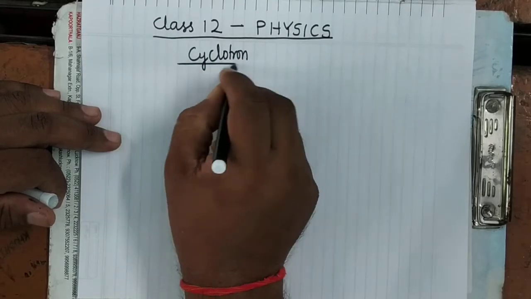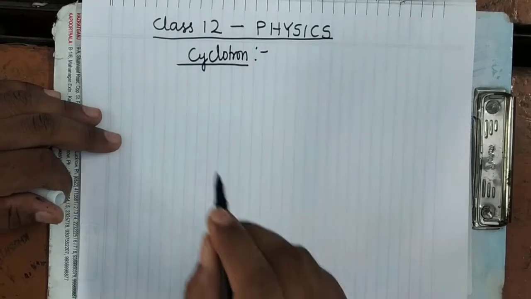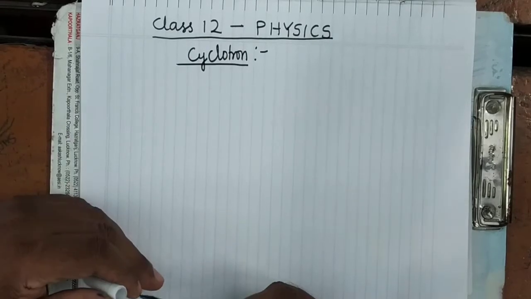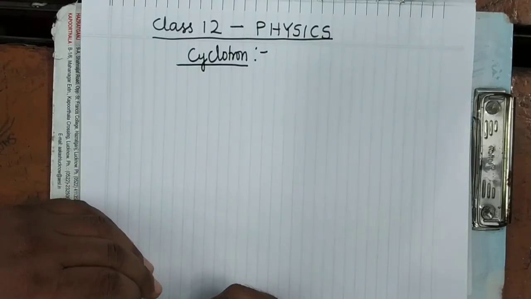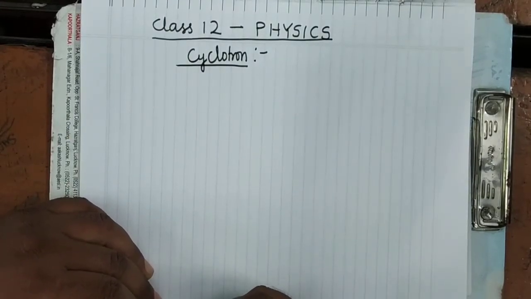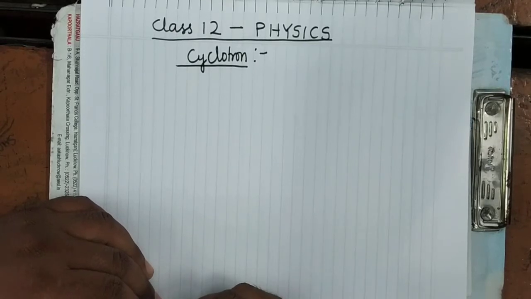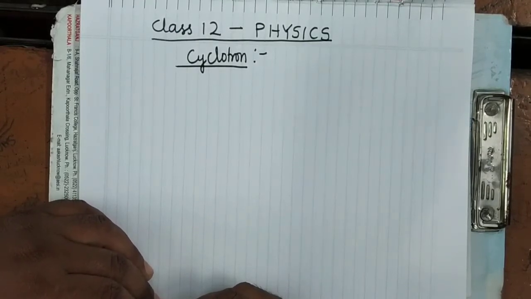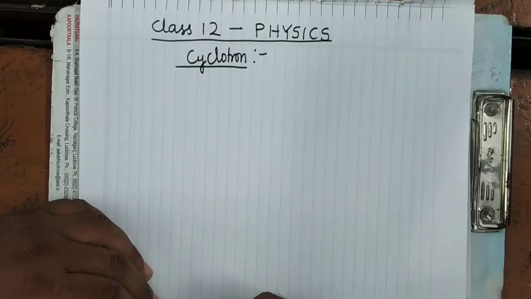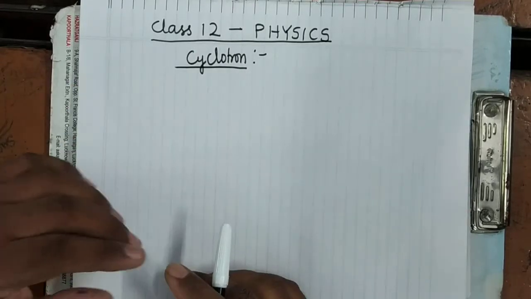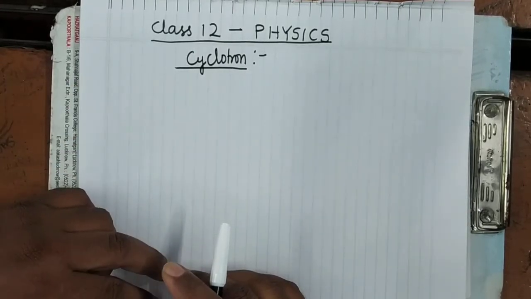What is a cyclotron? It is a positively charged particle accelerator. It accelerates positively charged particles to very huge velocities, to very huge energies. It's clear? Now see here, first you see the constructional setup of the cyclotron.